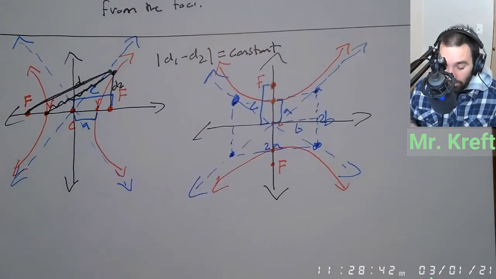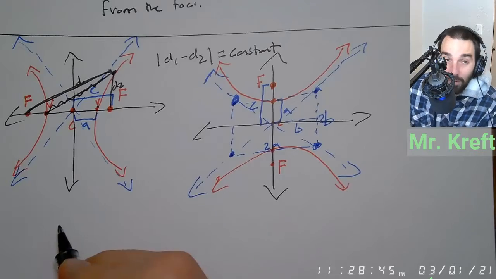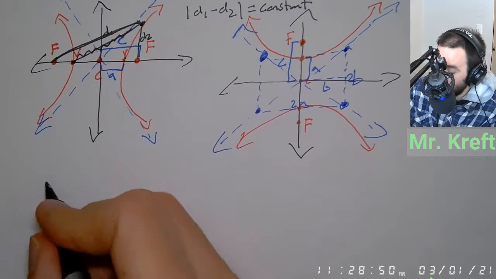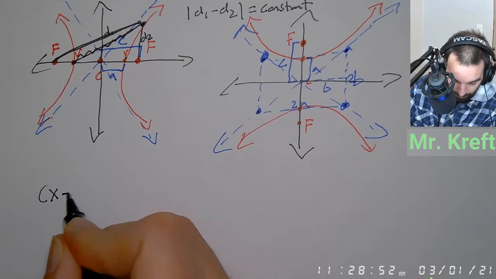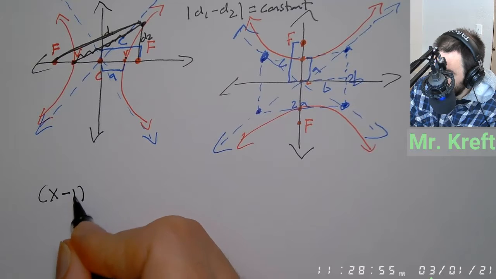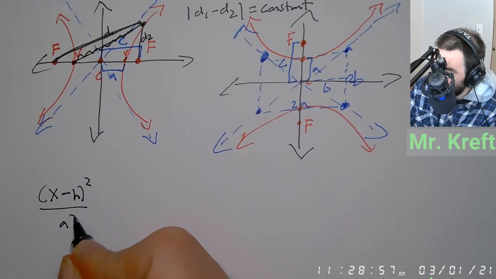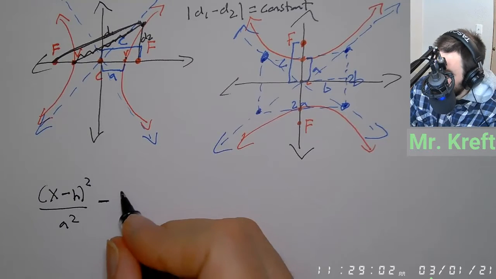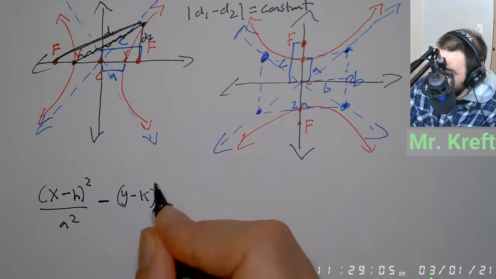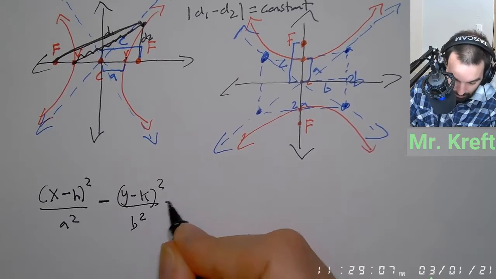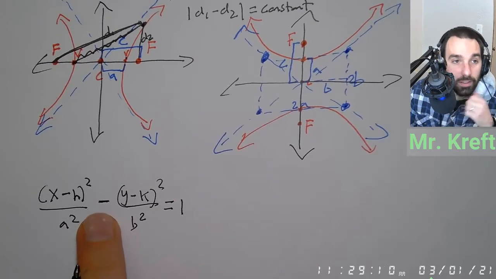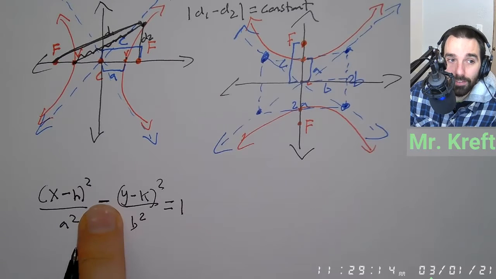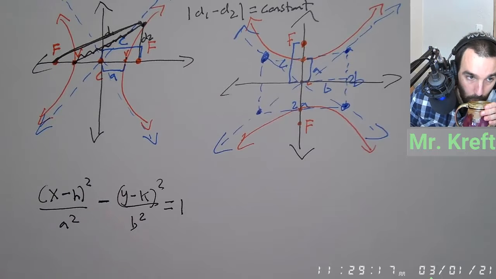Okay, so there's two types of equations. Now remember, this is the difference. For when A is with the major axis, this is x minus h quantity squared over a squared. Now the difference is, now it's going to be a minus. Then y minus k quantity squared over b squared equals 1. So notice the only difference between a hyperbola and an ellipse is that instead of plus, it's minus.